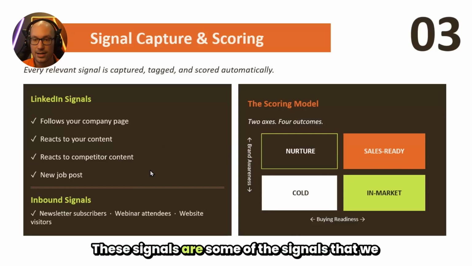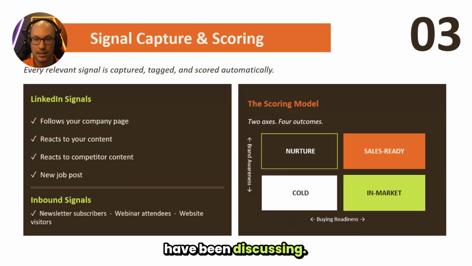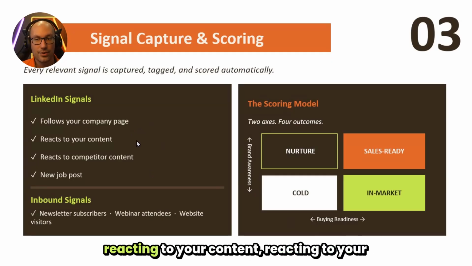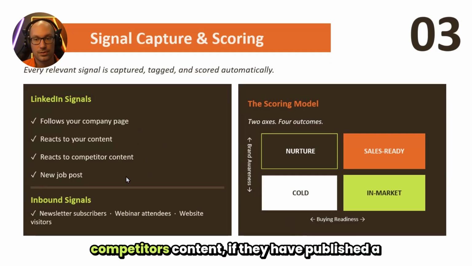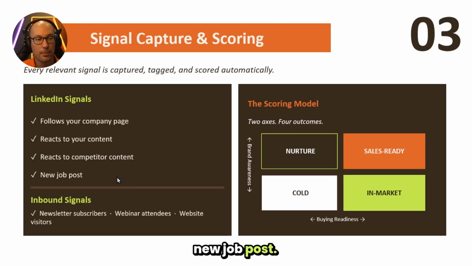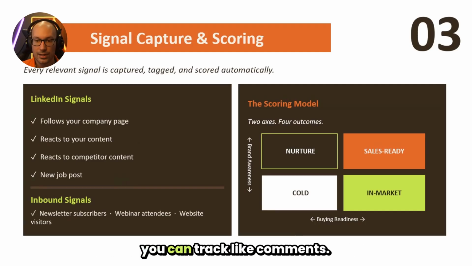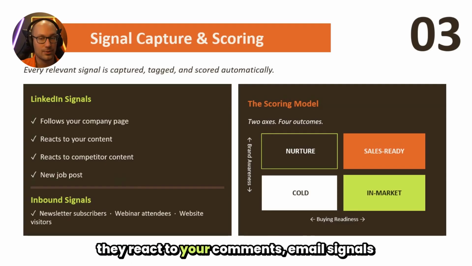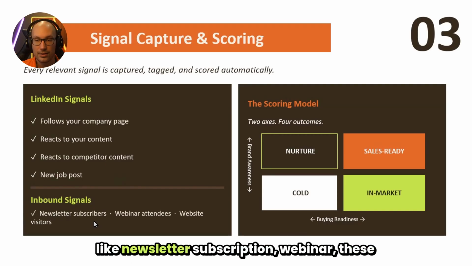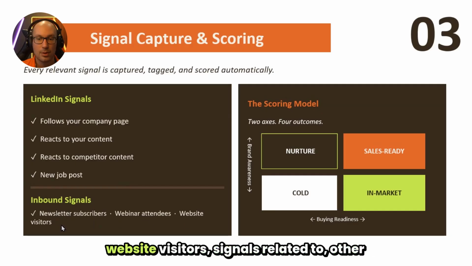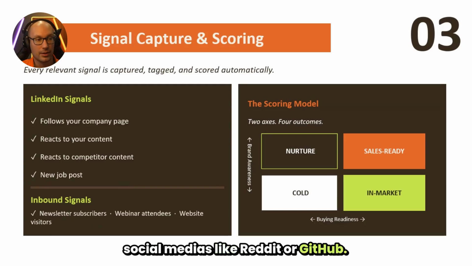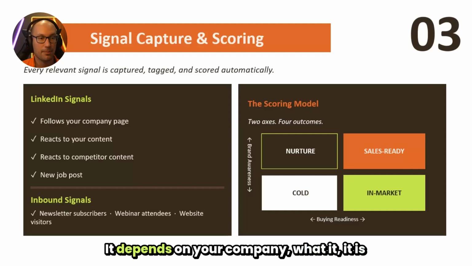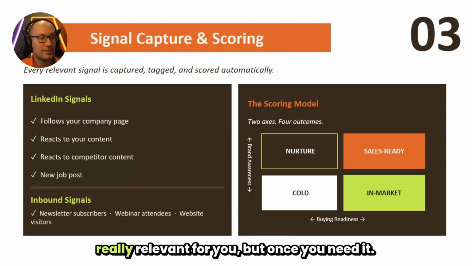Once you have qualified all the leads, you can start tracking signals. These are some of the signals that we have been discussing, like if they're following your LinkedIn page, reacting to your content, reacting to your competitors' content, or if they have published a new job post. There are many other signals you can track, like comments, if you are commenting with them and they react to your comments, inbound signals like newsletter subscriptions, webinar attendees, website visitors, and signals related to other social media like Reddit or GitHub. There are many ways of scoring this. It depends on your company and what is really relevant for you.